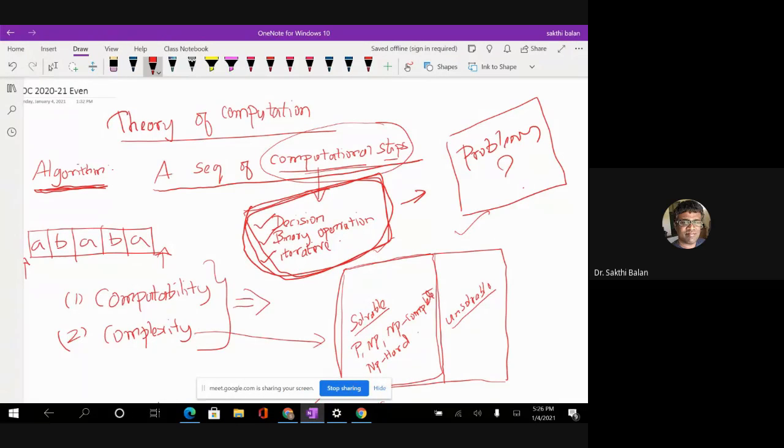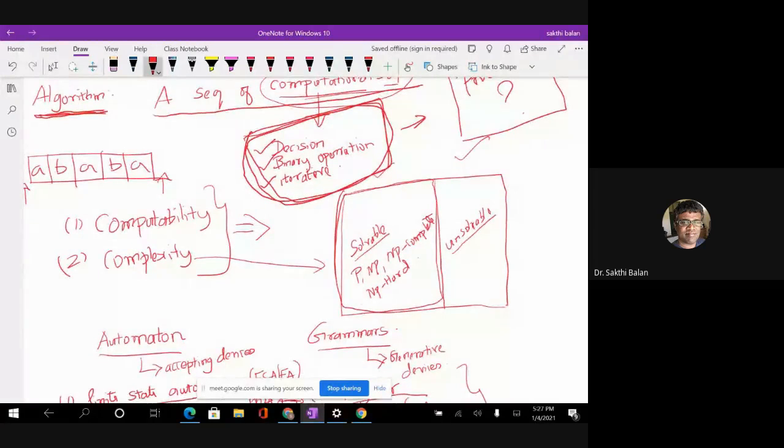So people were thinking about whether we can build a machine using these kinds of computational steps. If that is the case, and I want to look at the problems that need to be solved by these computational steps, the natural question that arises is: what is the set of problems that a computer can solve, if at all a computer is built? What are the problems it can solve, and what are the problems it cannot solve? So there we come into the picture.